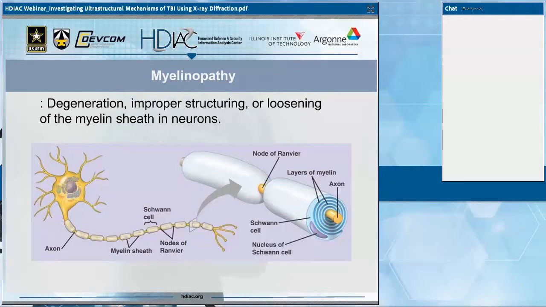As a quick overview, neurons, which are the cells within the brain, are wrapped in layers of fatty material called myelin, similar to how a wire can be wrapped in an insulating material to facilitate rapid signal transduction and to prevent signal degradation. Myelinopathy is the degradation and improper structuring or loosening of these myelin sheaths, leading to worsening intraneural communication and potential changes in function and behavior for the sufferer.